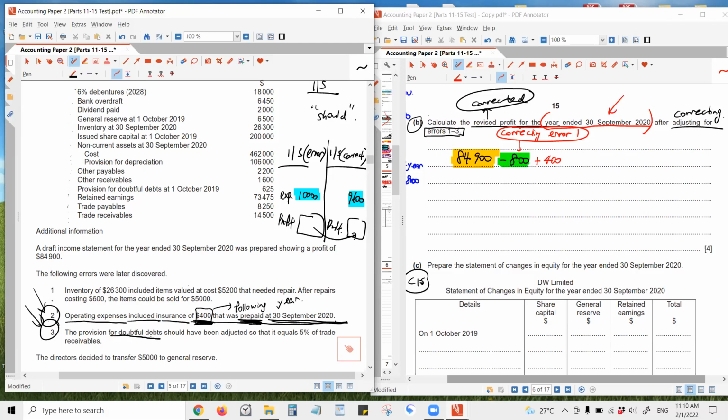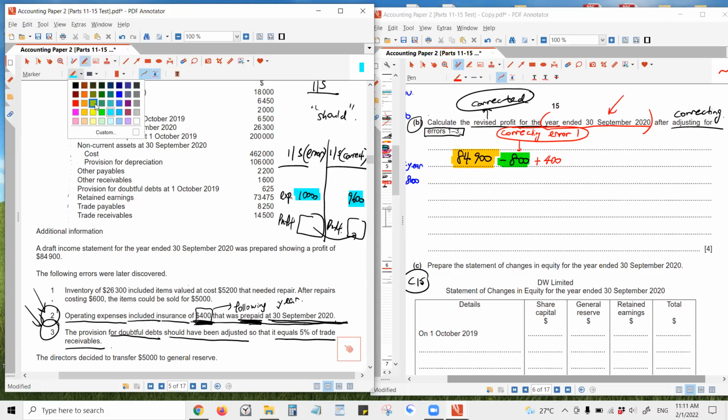Provision for doubtful debts should have been adjusted. Can you see where I'm reading at the bottom right corner? So that it equals 5% of the trade receivables. If you recall, we always calculate doubtful debts at the year end. Then we see whether it has increased or dropped from the previous year's doubtful debt.